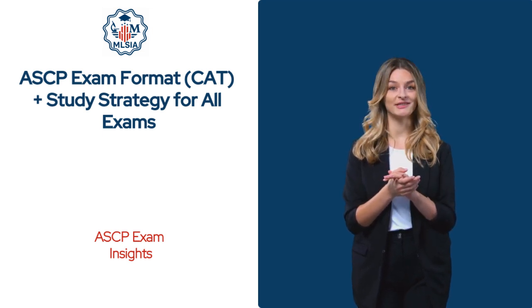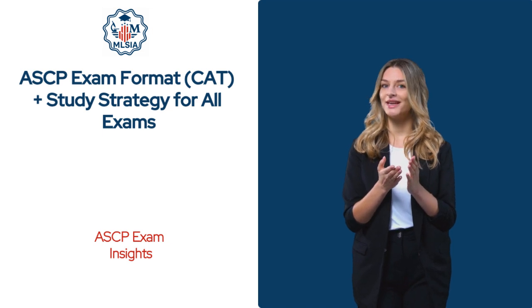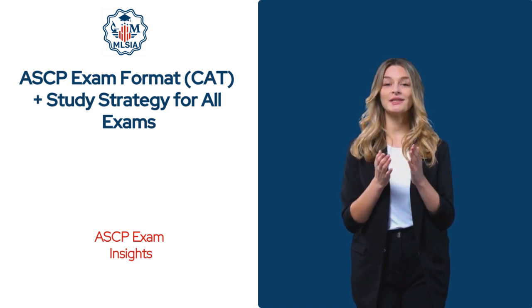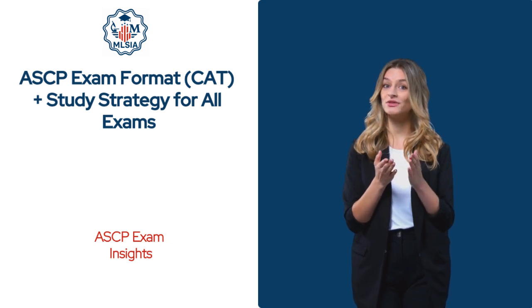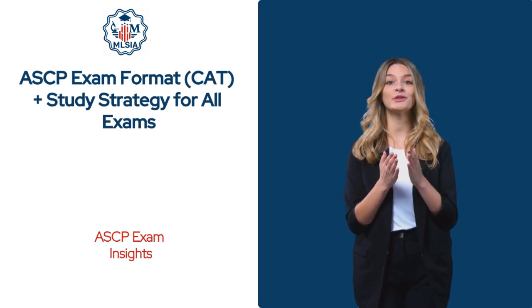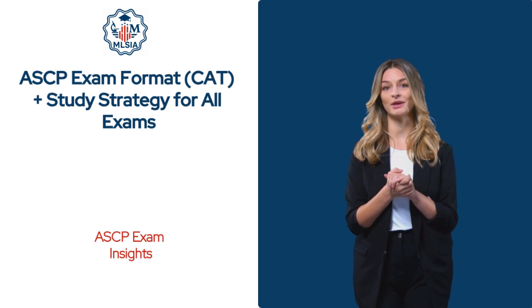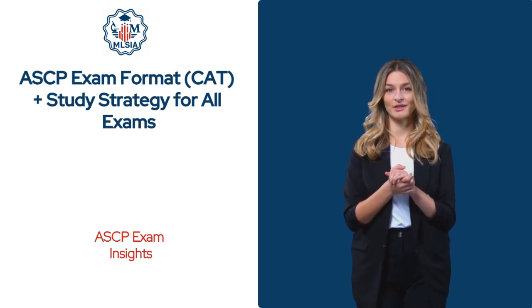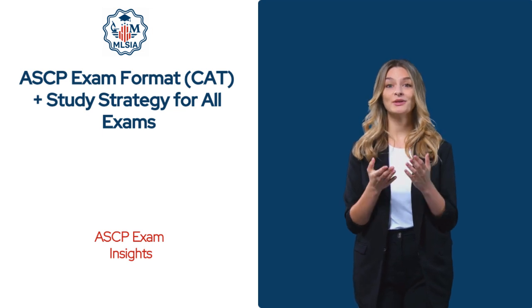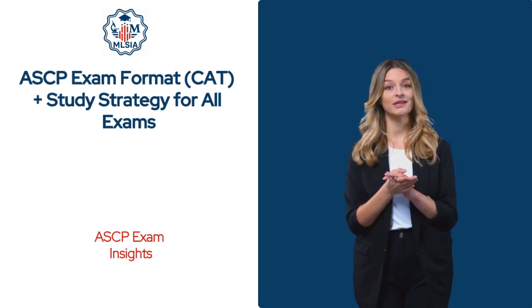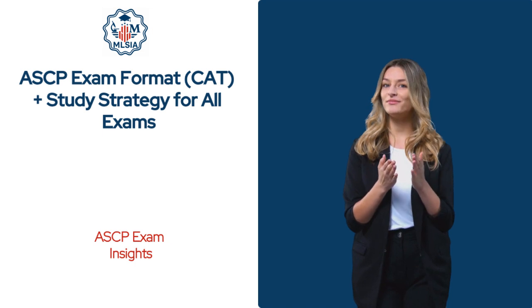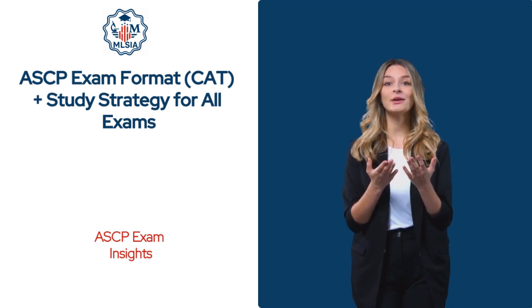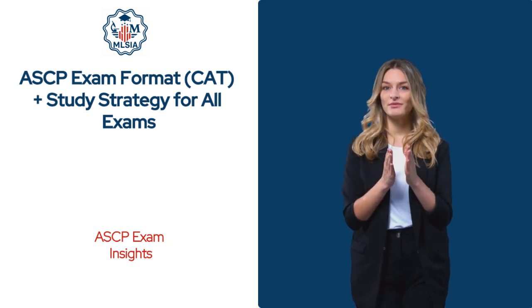You need to know each ASCP certification exam follows this CAT format, but the number of questions and time limits vary slightly. On average, you'll get about 100 computer-scored questions. The total time is 2 hours and 30 minutes. There are no penalties for guessing, so always answer every question. Once you finish, your score is calculated automatically, and you'll receive your result immediately on the screen, either pass or fail. The ASCP uses a scaled score system where you need a minimum of 400 out of 999 to pass.